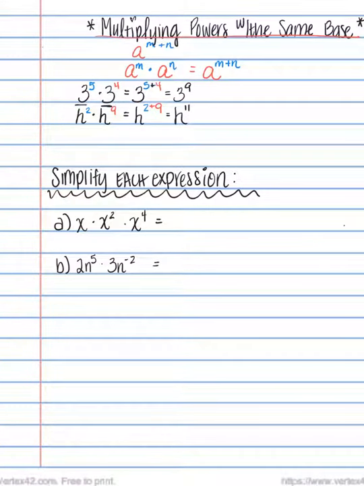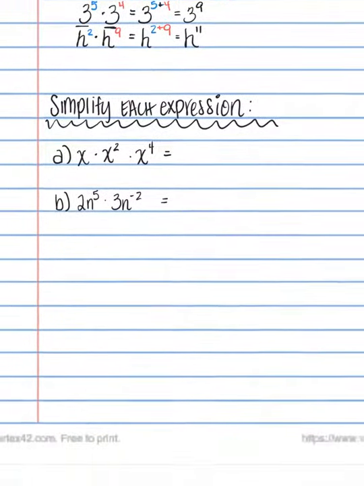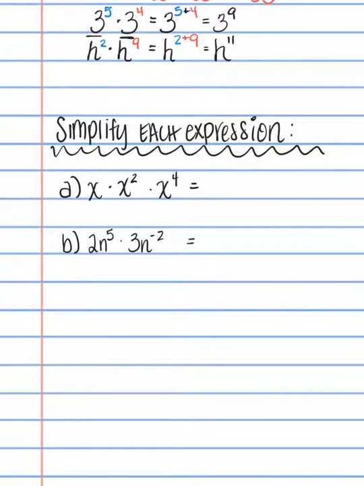Let's look at multiplying situations where I have variables instead of numbers. So let's look at A, and let's make sure you have this written down. Let's say I have a situation where I've got x times x squared times x to the 4th. Notice, just like before when I had numbers, this x is my base. My base is the same throughout. So what I need to do is end up adding my exponents, just like before.